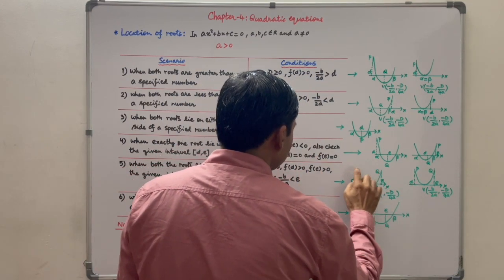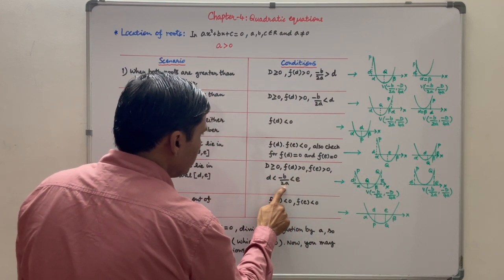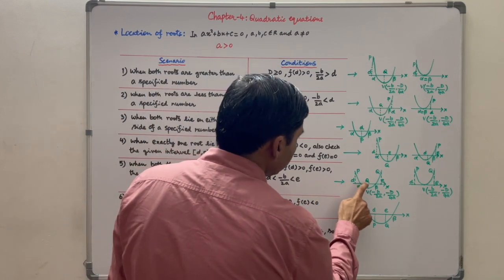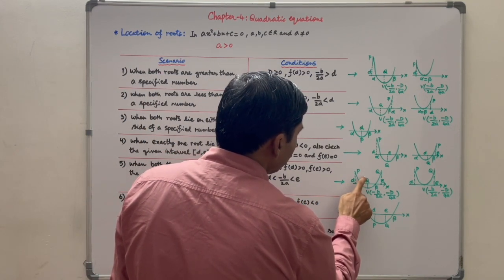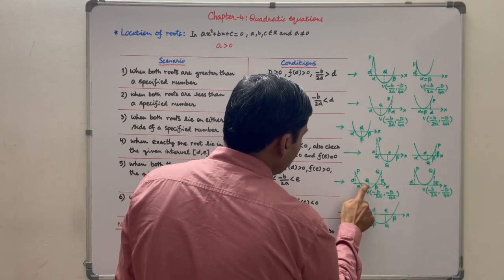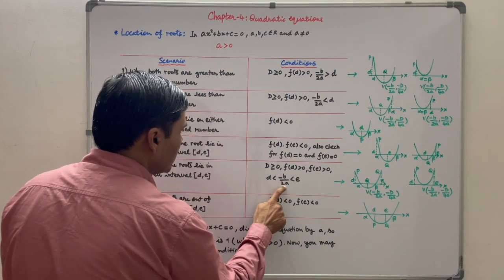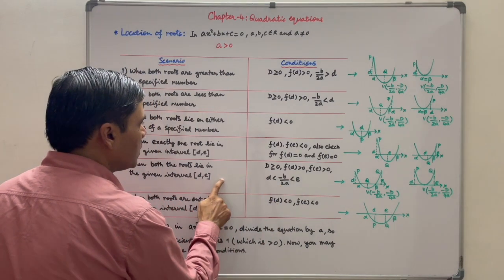f(d) is greater than 0. f(e) is greater than 0. And minus b by 2a lies between d and e. Point Q represents x = −b/2a. Point Q is between d and e. So minus b by 2a lies between d and e, which is the 4th condition. So these 4 conditions are applicable in this scenario.